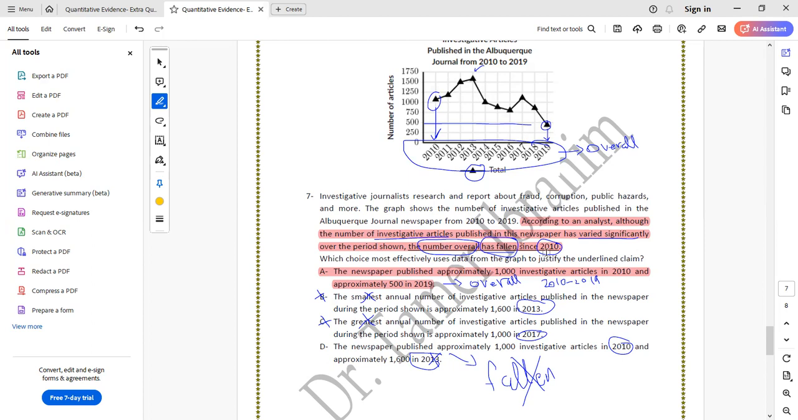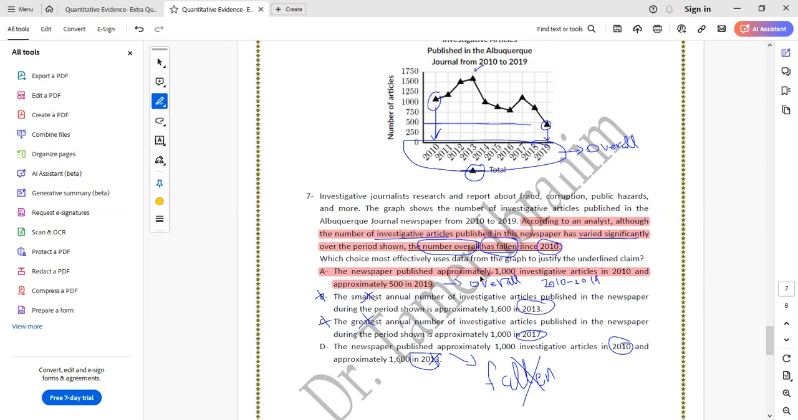I think I need to know what happened here, because it's only one part of a sentence, but I know I need to prove that the number overall has fallen since 2010. Investigative journalists research and report about fraud, corruption, public hazards, and more. The graph shows the number of investigative articles published in the newspaper from 2010 to 2019. Although the number has varied significantly over the period shown, now I want to show that overall, from 2010 till 2019, it has fallen.